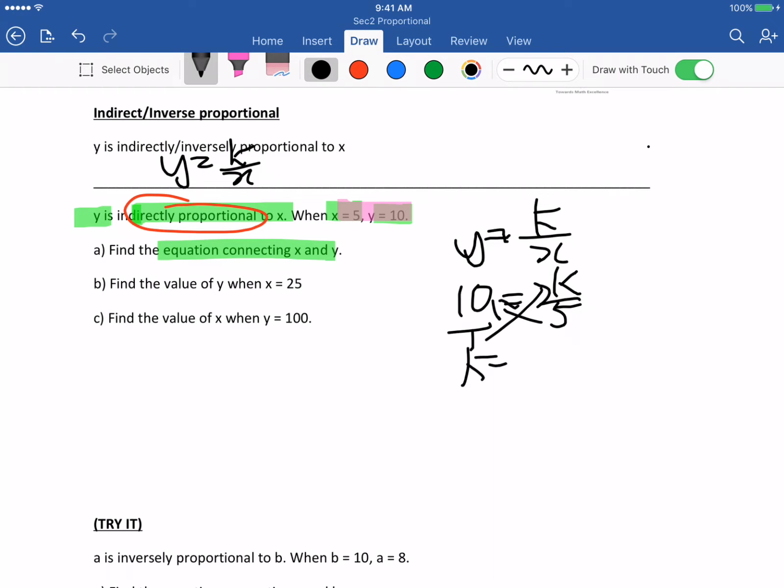So k is actually equal to 50. Sub k equals 50 back in. The equation will be y equals 50 over x. That's the answer.